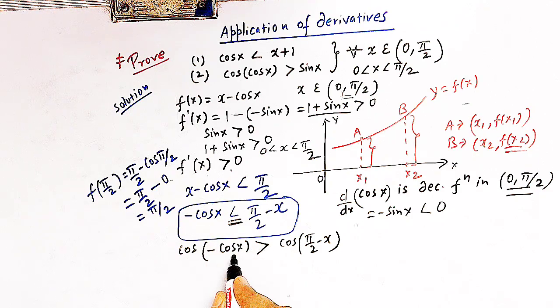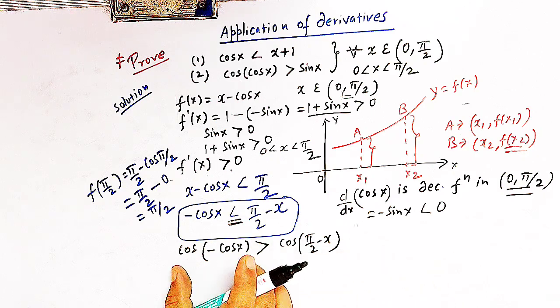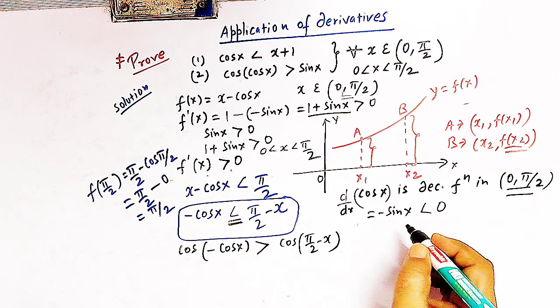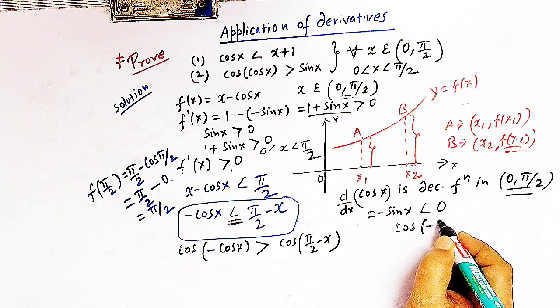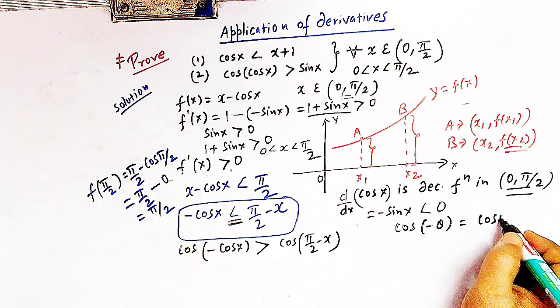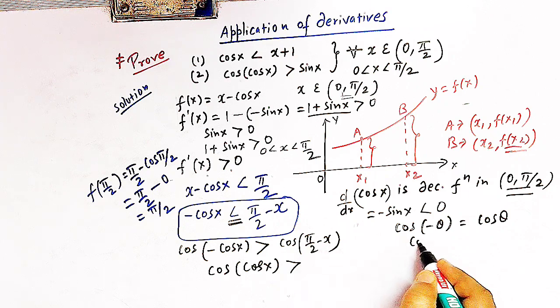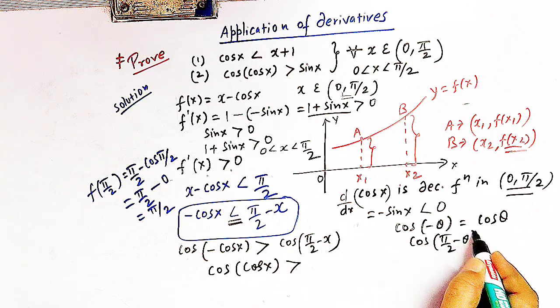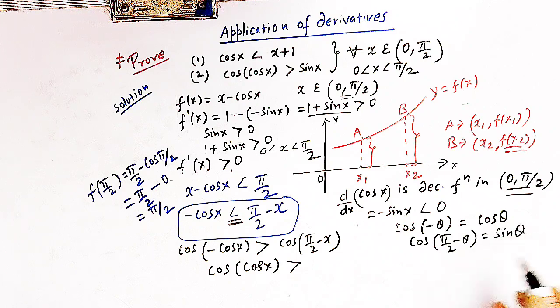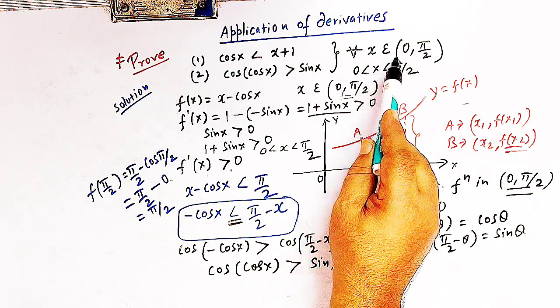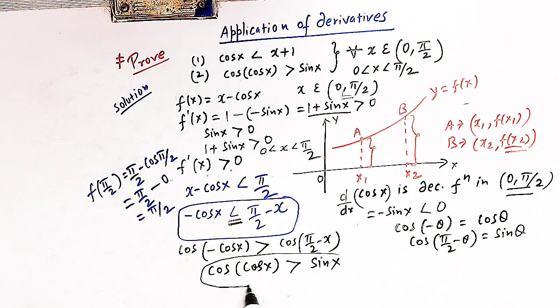So here we have cos of minus cos of x. We can make use of an identity from trigonometry, that is cos of minus theta is equal to cos of theta. So here we have simply cos of x, and here cos of 90 minus theta, that is cos of pi by 2 minus theta, is equal to sine theta. So here we can write sine x. So cos of x is greater than sine x in this interval. This is how we can prove the second inequality.